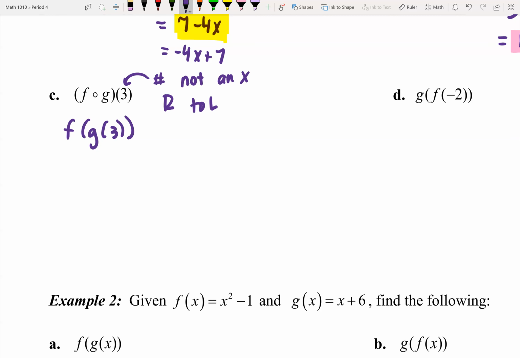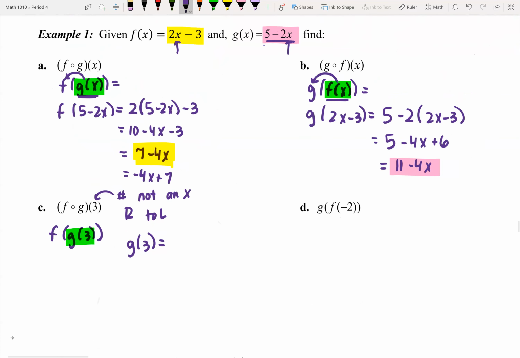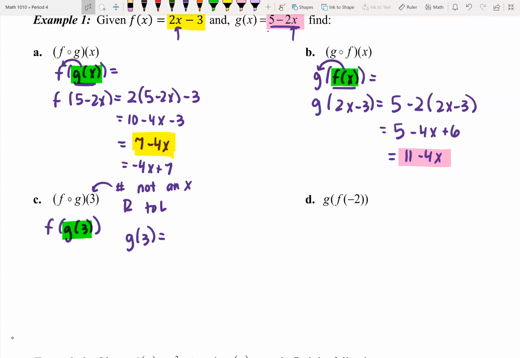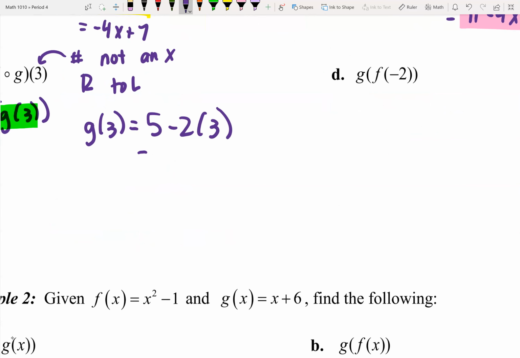So I'm going to go from the right to the left because it's a number. So the first thing I'm going to do is find g of 3. Okay, so I'm going to come right here and say, let's find g of 3. So I go into that g of x, that pink one, and where I see that x, I'm going to put in a 3. So it's 5 minus 2 times 3. So that is 5 minus 6, and 5 minus 6 is a negative 1.